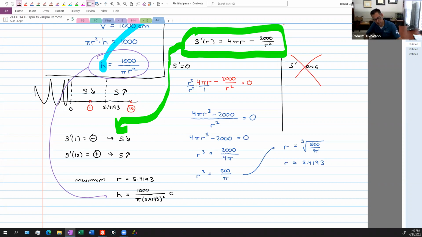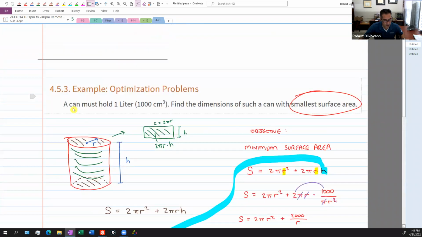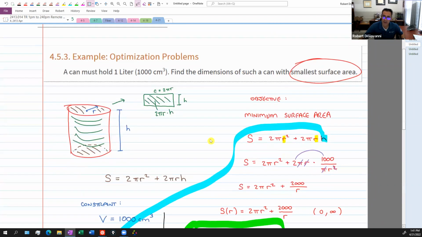10.838. I'll go one more decimal point, 84. And this will be in centimeters. Both of these are in centimeters because when we were looking at the original volume, it was 1,000 cubic centimeters. So this is the measurement of each of these lengths, centimeters. Have we answered the question? We must find the dimensions of such a can with smallest surface area. We have found the dimensions of the can.